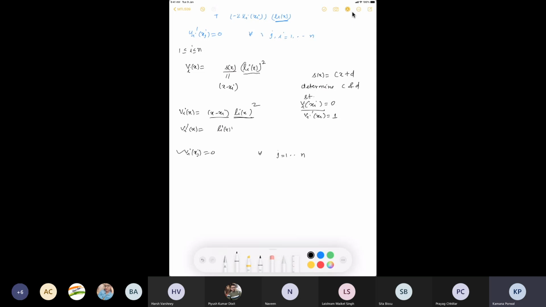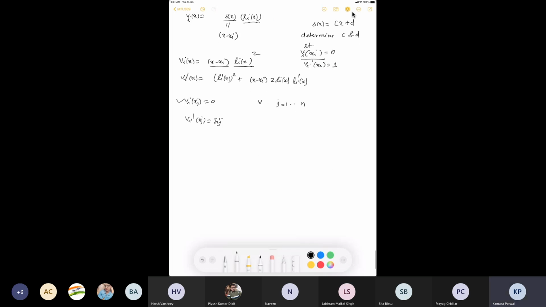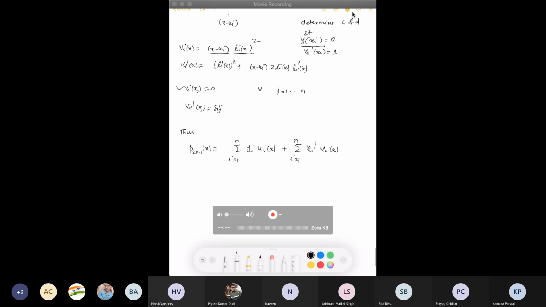So this will be Li(x) squared plus (x minus xi) times 2 Li(x) into Li prime(x). So again, you can verify that Vi prime at xj is delta ij. Thus we have got ui and vi. So we can have p2n minus 1 of x as the summation of yi into ui(x), i ranging from 1 to n, plus yi prime into vi(x), i ranging from 1 to n.